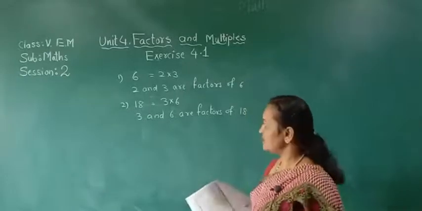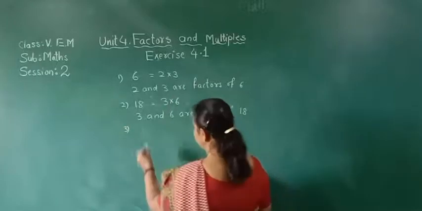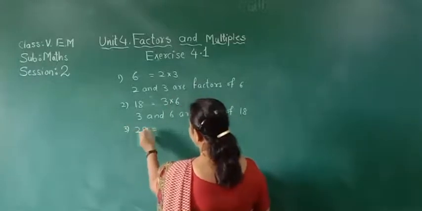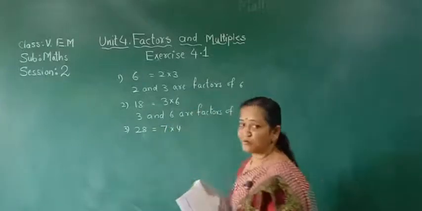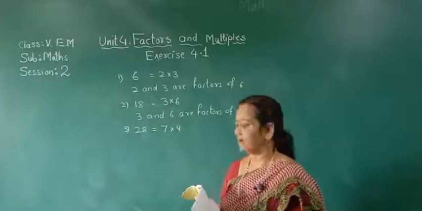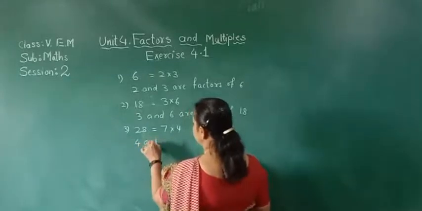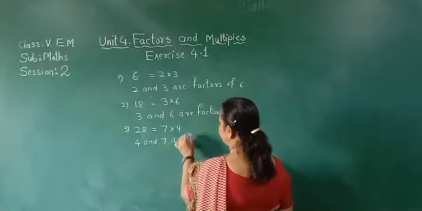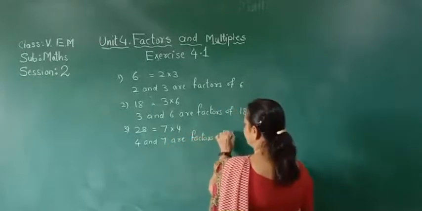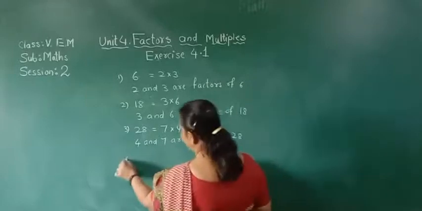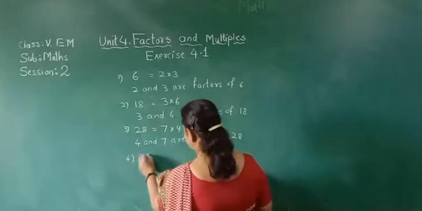This understood, children? Okay, then let me go to third question. Third one, after 18 it is 28. Where we find 28? 7 4s are 28. Even you can write 2 14s are, 28 1s are. Okay, so here 4 and 7 are factors of 28.